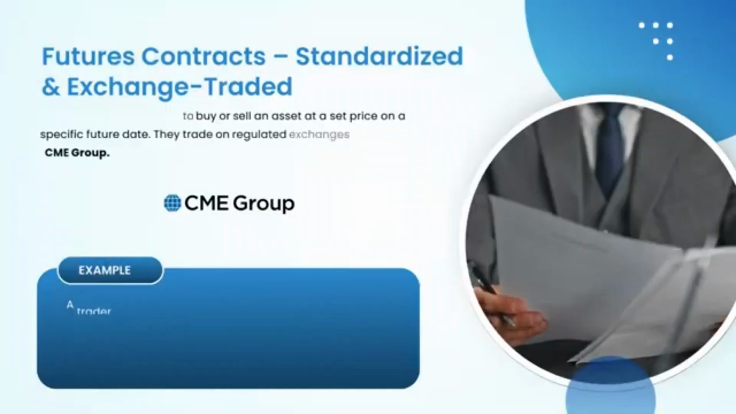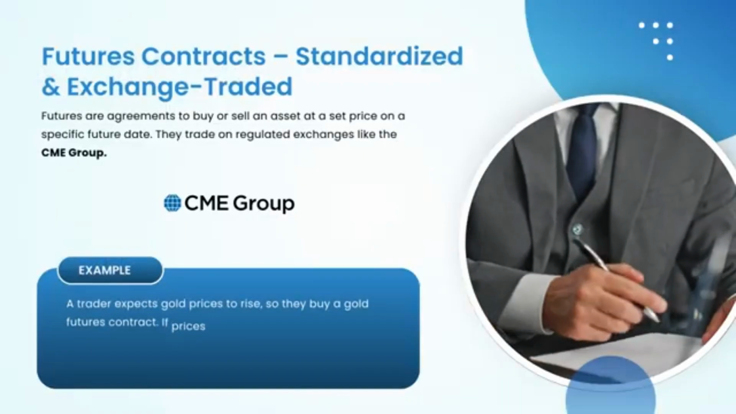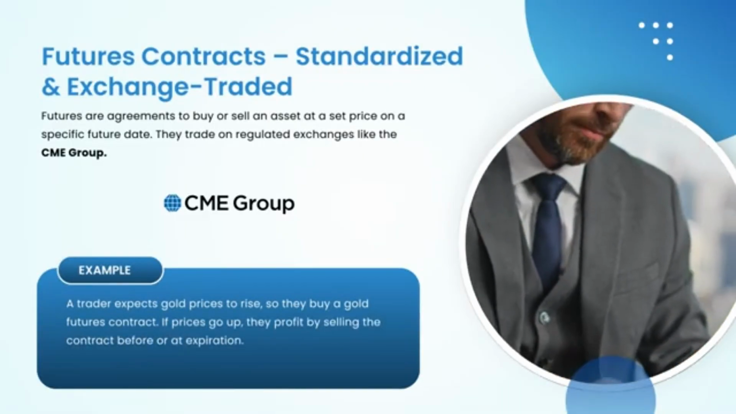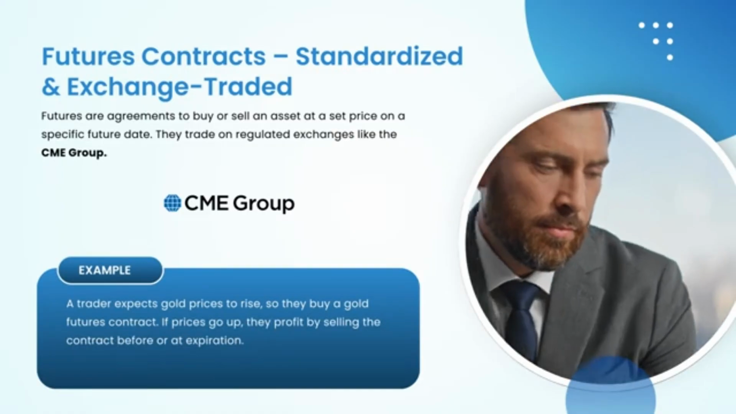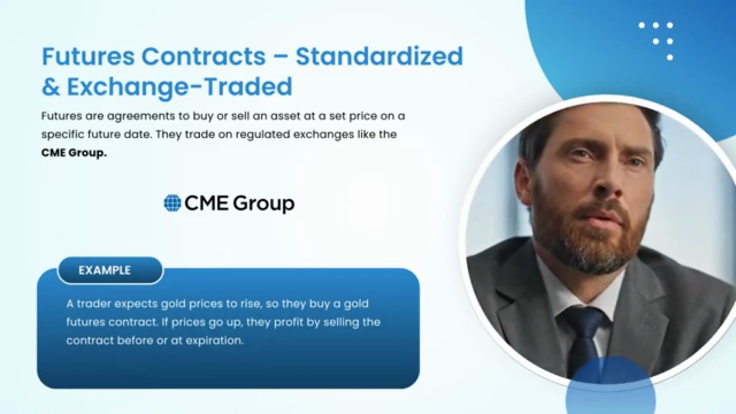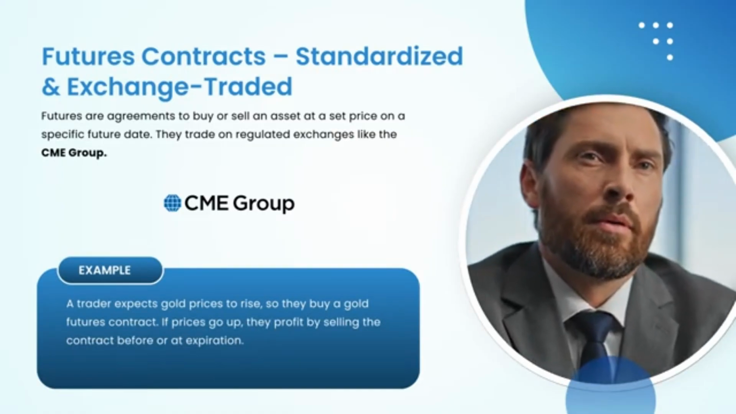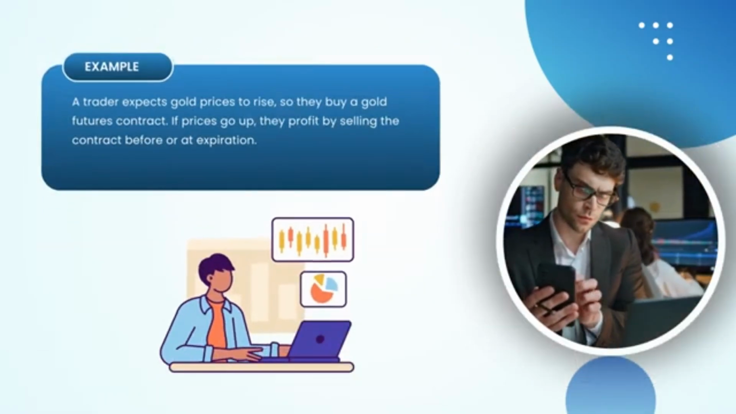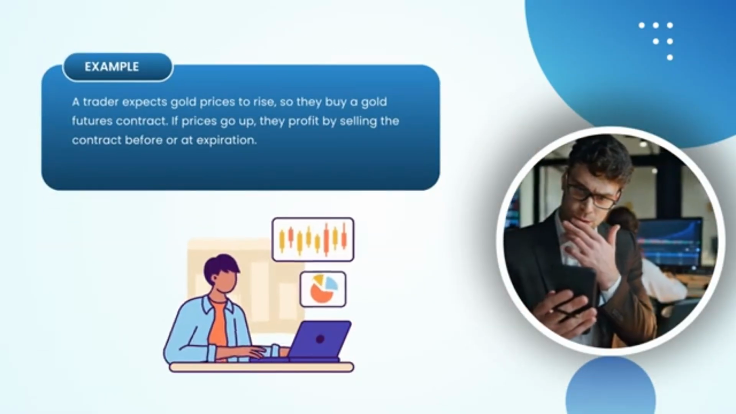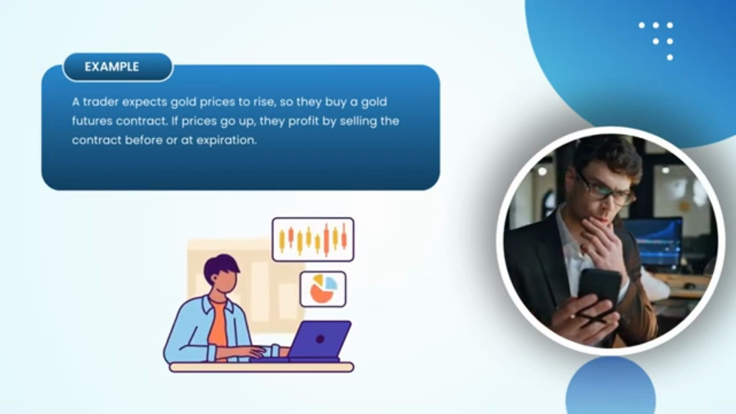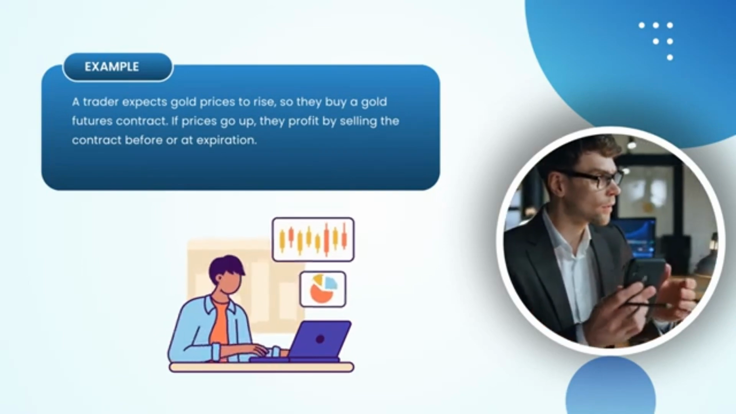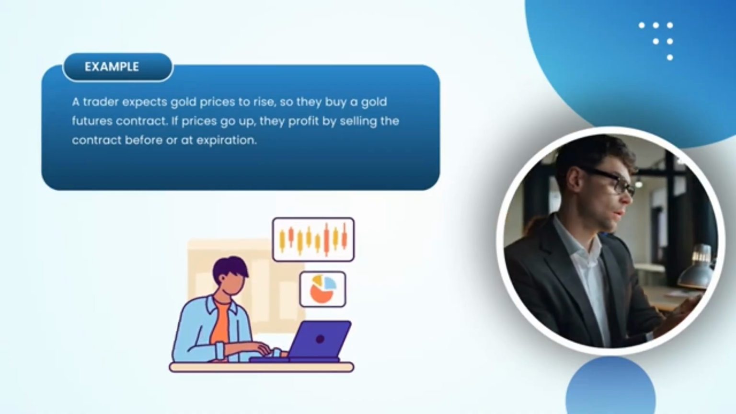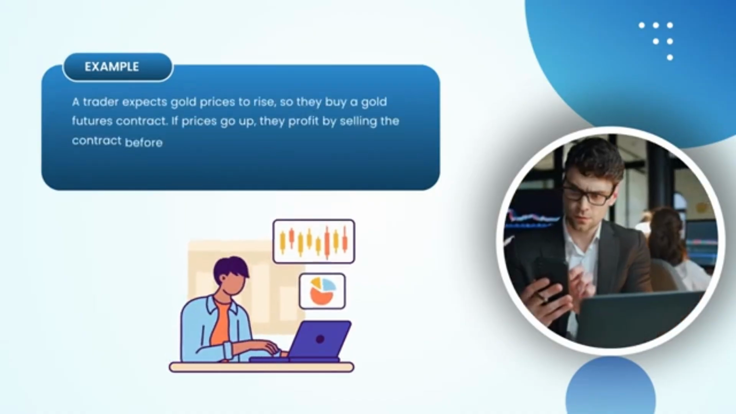1. Futures contracts. Standardized and exchange-traded, futures are agreements to buy or sell an asset at a set price on a specific future date. They trade on regulated exchanges like the CME Group. Example: a trader expects gold prices to rise, so they buy a gold futures contract. If prices go up, they profit by selling the contract before or at expiration. Futures cover many assets: commodities, forex, indices, and more.